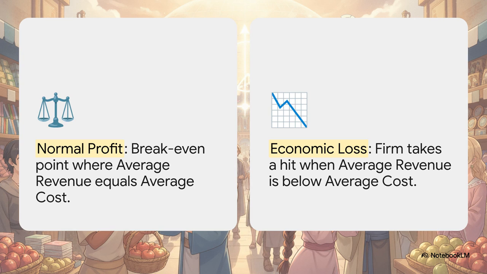Now compare that break-even reality against actually taking a hit. If a firm's average revenue dips below their average cost, they are officially taking an economic loss. And here's a super important concept for your exam, the shutdown point. If the market price falls so low that it is actually below the firm's average variable cost, the business has to shut its doors immediately. It's game over. And interestingly enough, that exact shutdown point marks the very beginning of a firm's supply curve.